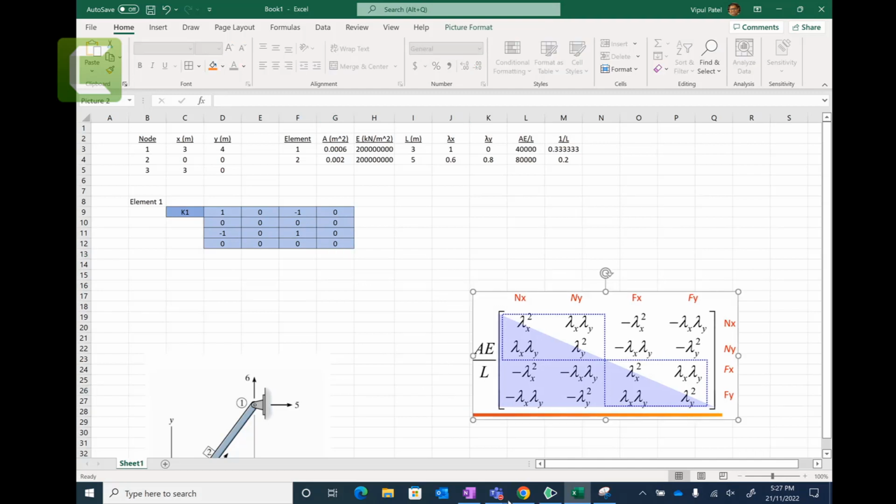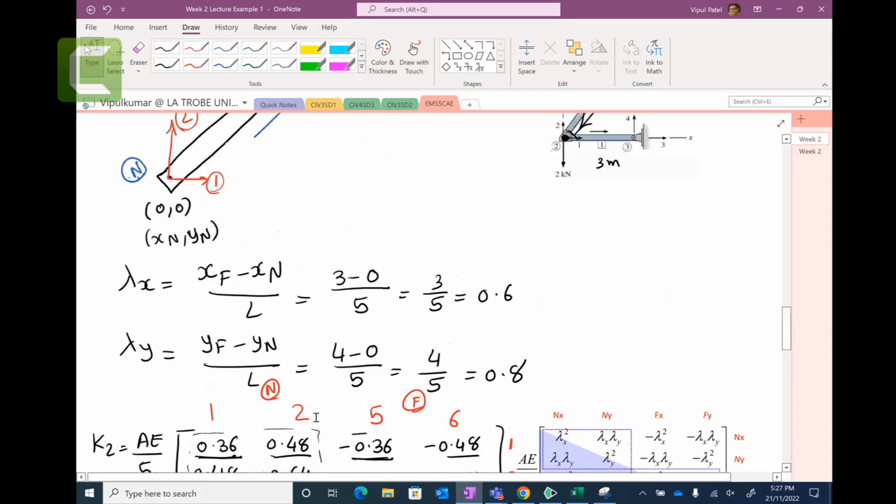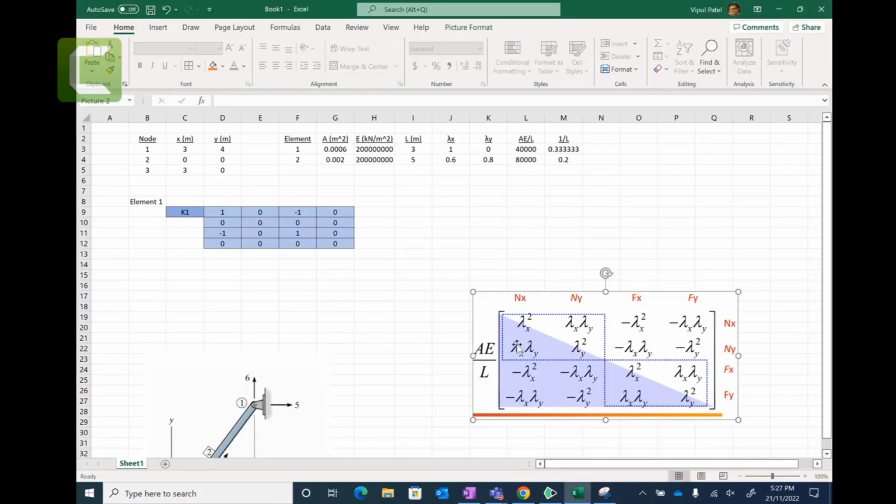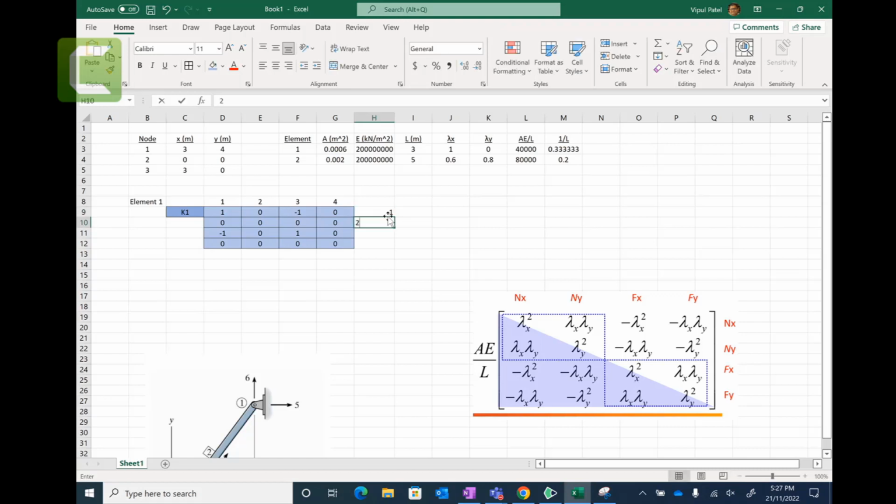Now if you want to check with your answers, you can do the check: 1, minus 1, 0, 0, 0, 0, minus 1, 0, 1, 0, 0, 0, 0, 0, 0. That's perfect. By the way, you can put 1, 2, 3, 4, because those are the degrees of freedom. You remember that 1, 2, 3, 4. And similarly, you can do 1, 2, 3, and 4. Right. So let's put it in different colors. 1, 2, 3, 4. And let's put this one here. 1, 2, 3, 4.